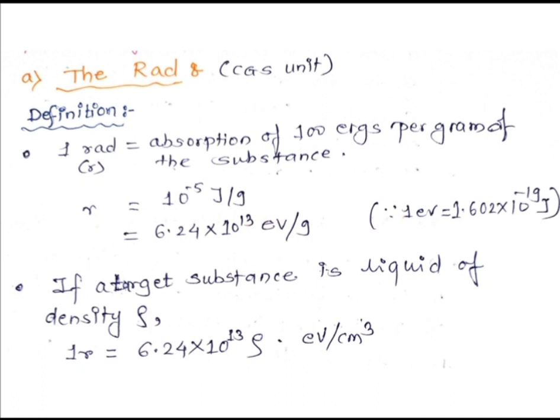And when the liquid substance is taken, we have to multiply the rad value by rho. So I have multiplied the equation 6.24 into 10 raised to 13 by rho, and the unit will be changed due to the density unit, that is gram per centimeter cube. Gram will get cancelled and the final unit is electron volt per centimeter cube.